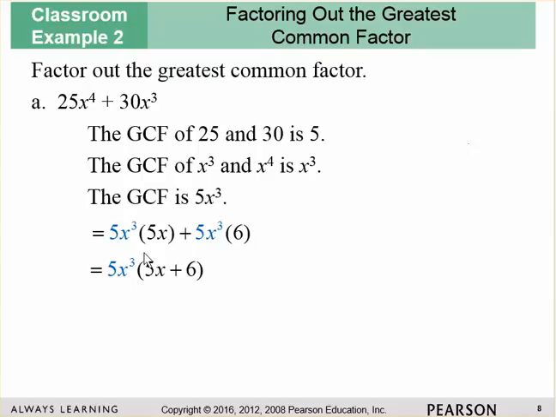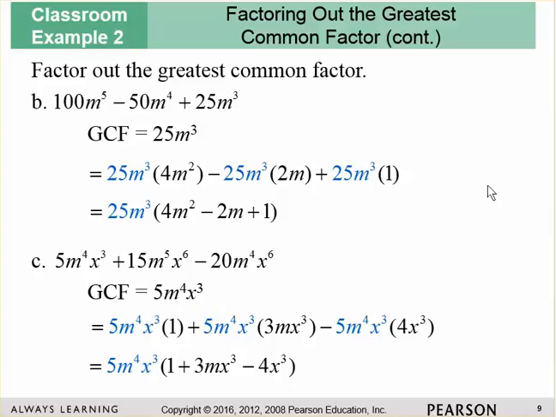Look at this step here where I've pulled out the 5x cubed, and I've written next to it what's left over. So if you multiply to check, 5 times 5 is 25. X cubed times x is x to the 4th. That works. 5 times 6 is 30. And we have x cubed, so I have properly factored that out. And then in the final step, I'm going to rewrite what's inside my parentheses. So it's 5x cubed, and then I'm going to have a 5x plus 6. Bravo.